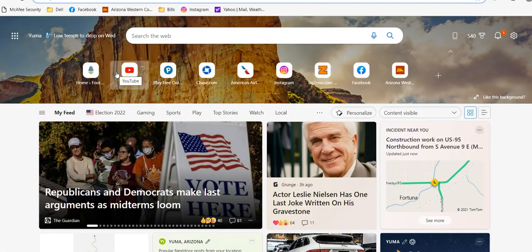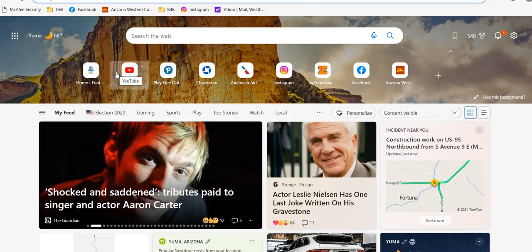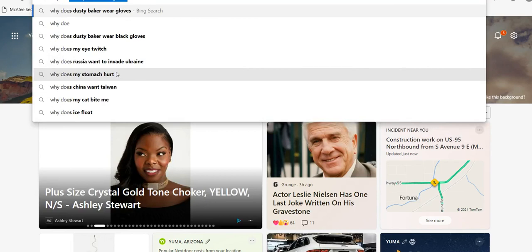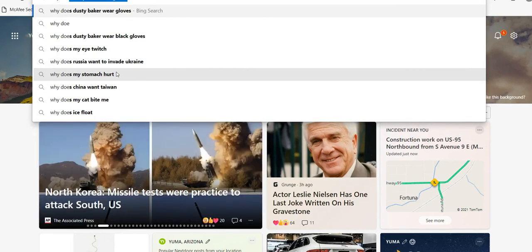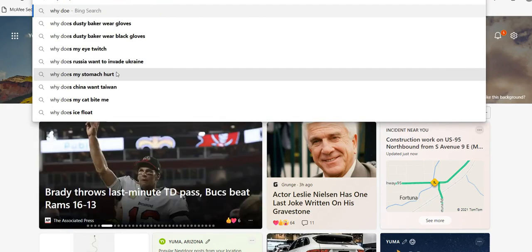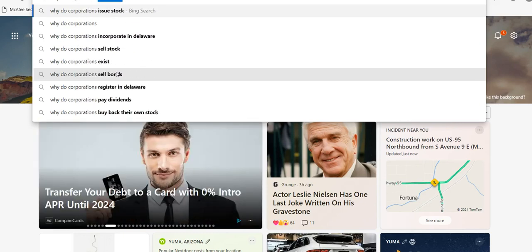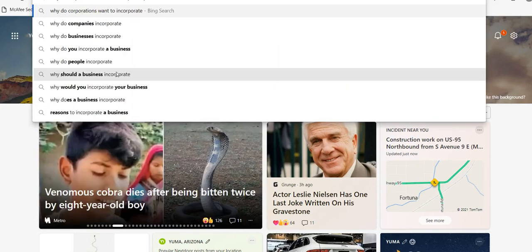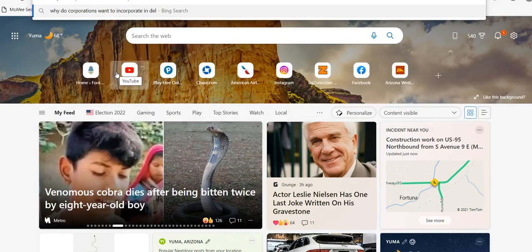So, you know, sitting here wondering, okay, why? Okay, I'm going to see if I can put this in correct grammar. Why do corporations want to incorporate in Delaware? Okay.